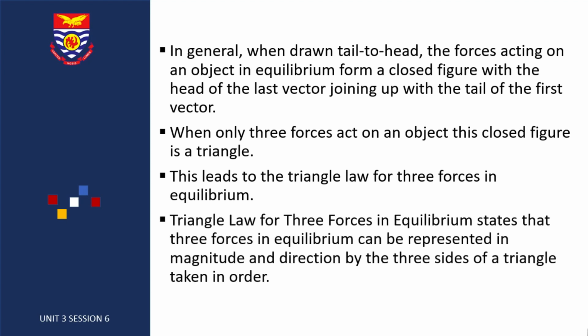And what does this law say? The law says that when we have three forces in equilibrium, then the forces can be represented in magnitude and direction by the three sides of a triangle that is taken in order. A very nice law. So when we have three forces acting on a body and the body is in equilibrium, then we can represent the forces in magnitude and direction by taking the three sides of the triangle in order. In other words, the tail of one will end on the head of another force.